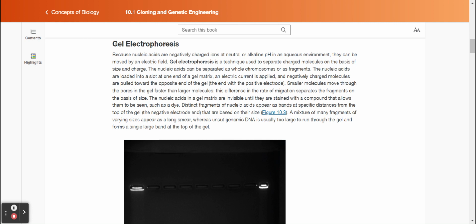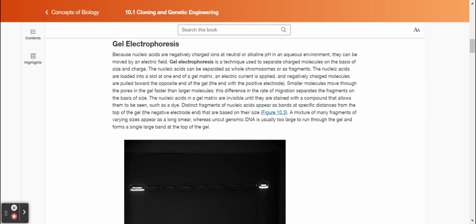An electric current is applied, and negatively charged molecules are pulled toward the opposite end of the gel, the end with the positive electrode. Smaller molecules move through the pores in the gel faster than larger molecules. This difference in the rate of migration separates the fragments on the basis of size.